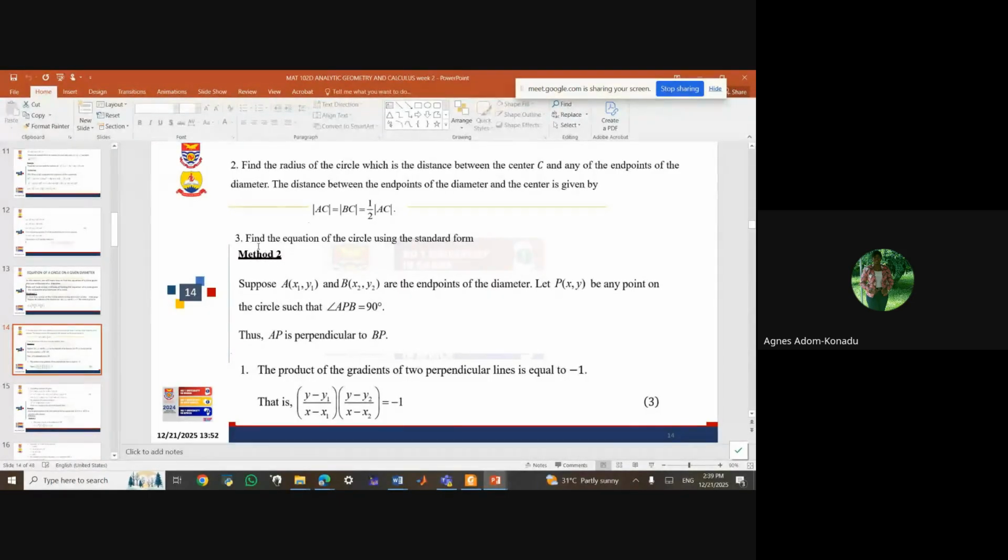The second method: after finding the radius and then the center, you will just substitute them into the equation of the circle and it will help you to find that. The other method is, suppose we have the points A and B with coordinates x1, y1, x2, y2 as the endpoints of the diameter. Then you find another point, let another point P, coordinate x, y, be any point on the circle.